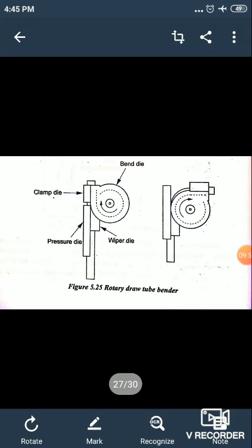Next one is the bend die. The bend die is also called the former die. You should note that in a rotary draw tube bender, the bend die is rotating. It is a moving part. The bend die is the form against which the tube is clamped and then drawn around to produce the bend.